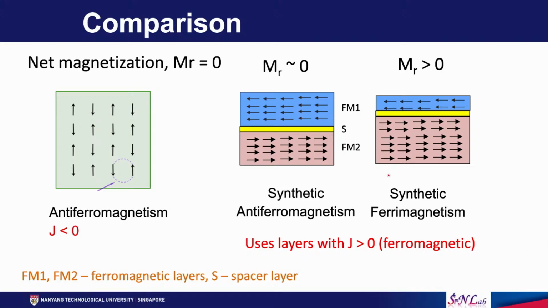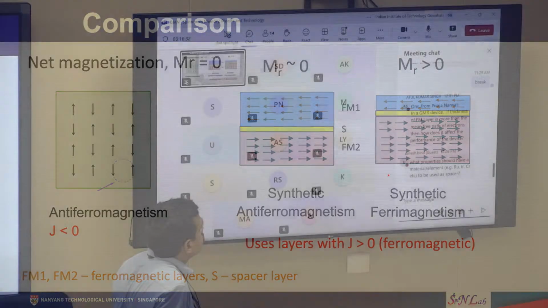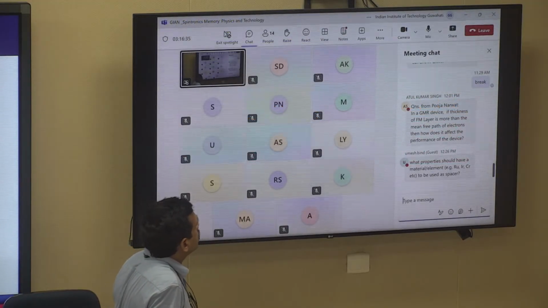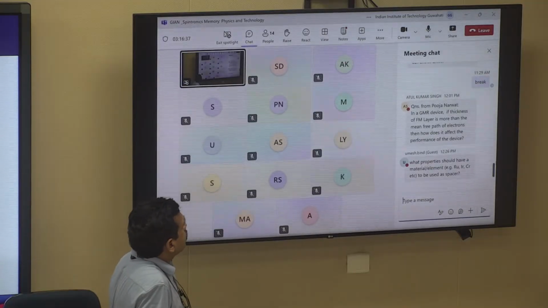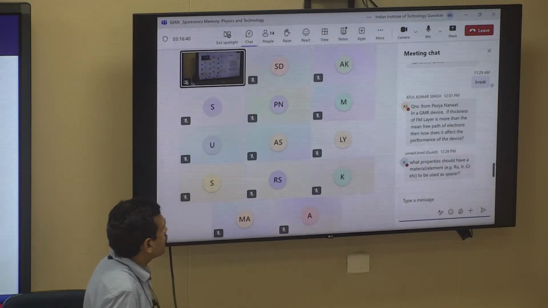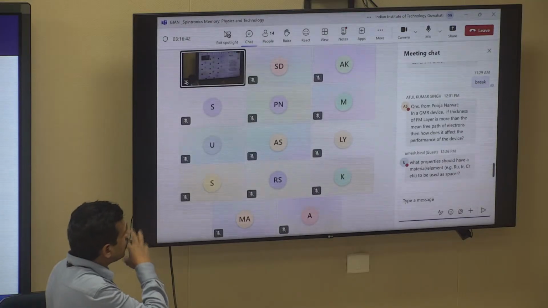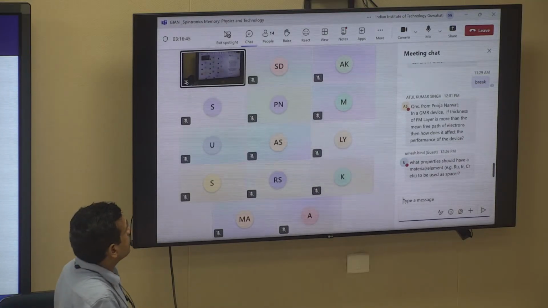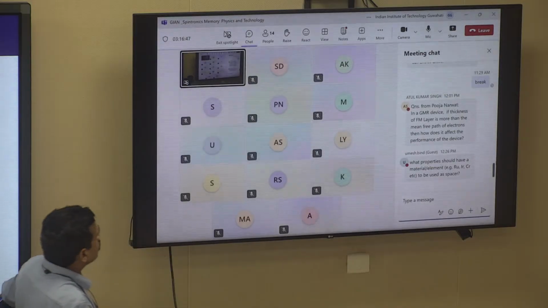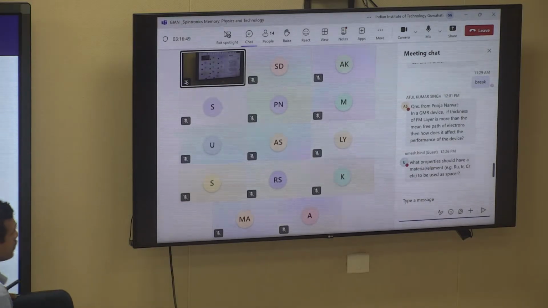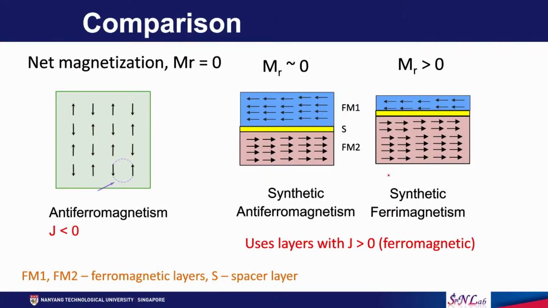One question is before the break. In a GMR device, if the thickness of the ferromagnetic layer is more than the mean free path of the electron, how does this affect it? Pooja Narvat, if the thickness of the ferromagnetic layer is more than the mean free path of electrons, maybe your GMR will be reduced. The GMR effect will be reduced as you keep increasing the ferromagnetic layer thickness more and more. So, beyond a certain value you may not be able to observe GMR.